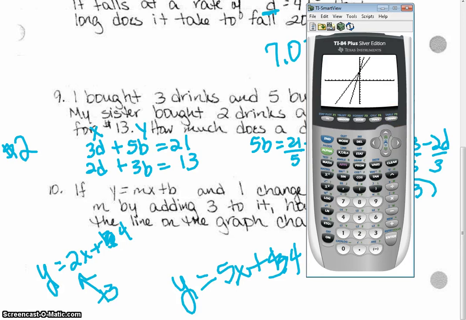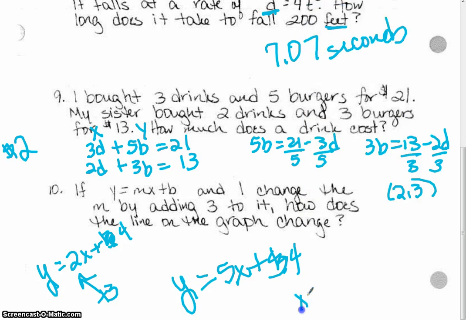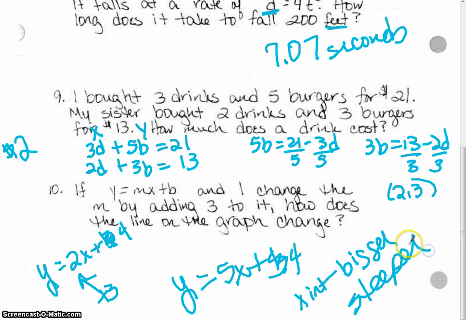What happened? You think it moved right, but we don't want right, left. We want up, down, steeper, or less steep. And this one got steeper, it looks to me like. So your answer would be steeper. It could also be that the x-intercept got bigger. It went to the right. So x-intercept was bigger. The line was steeper. Okay, you just have to look and see what answer choices they give you.